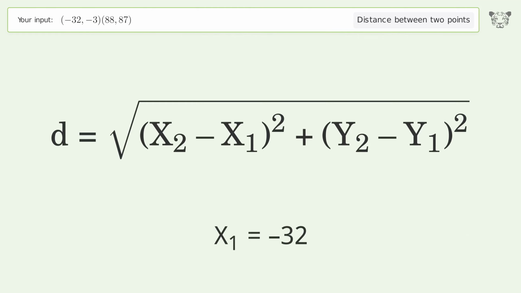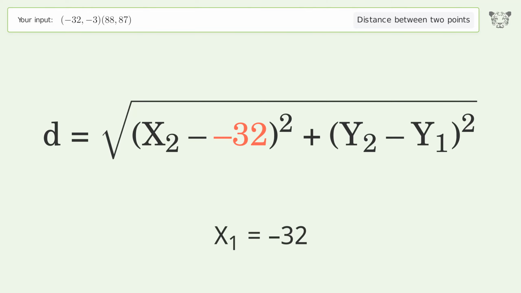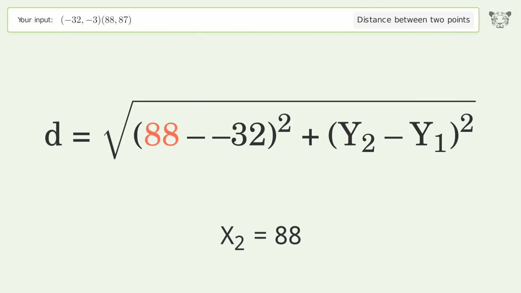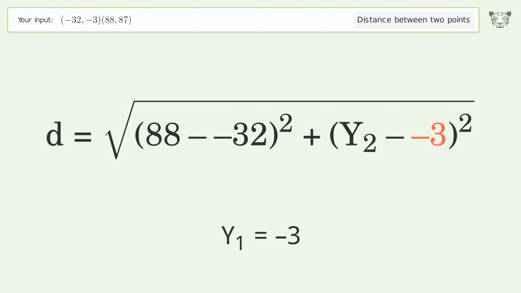x1 equals -32. x2 equals 88. y1 equals -3. y2 equals 87.